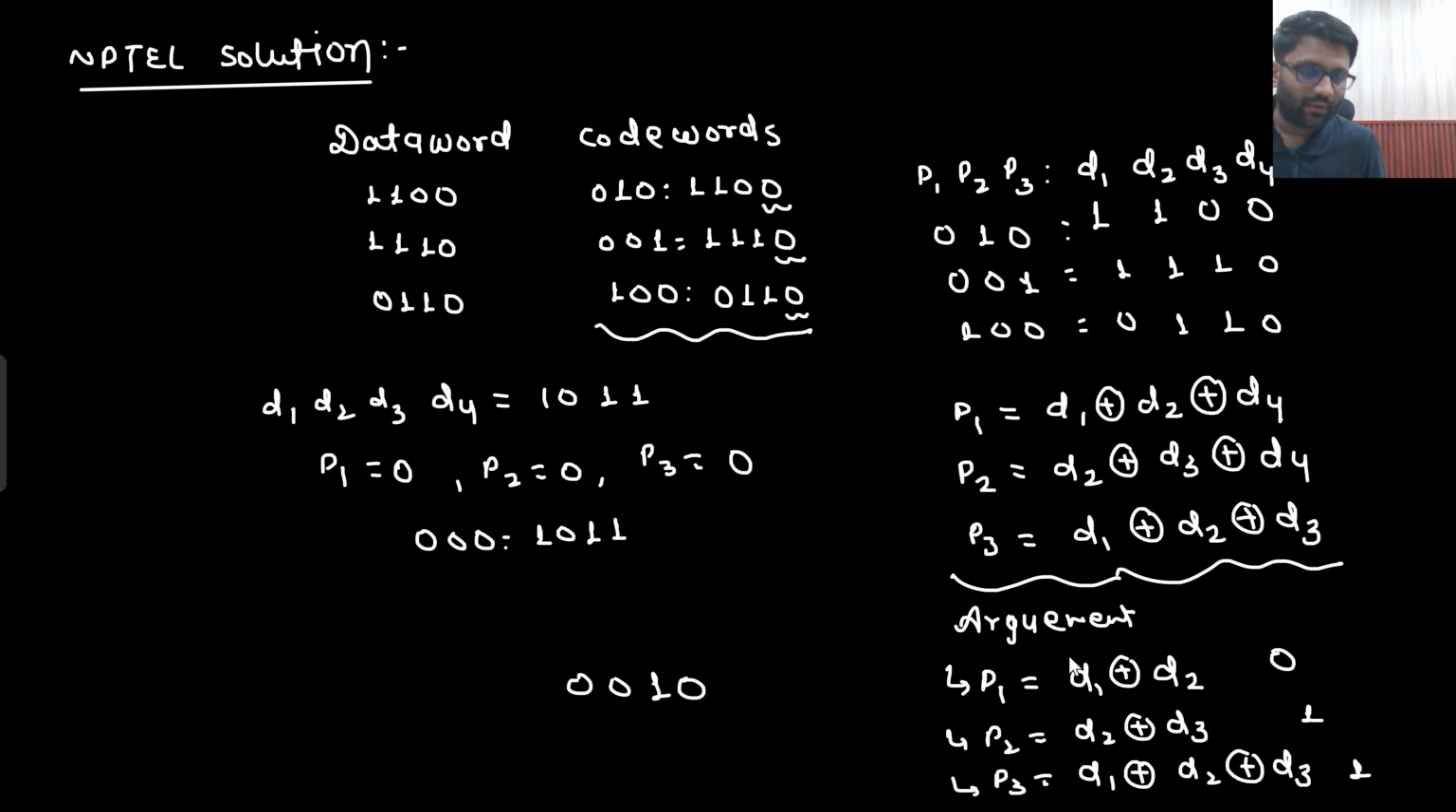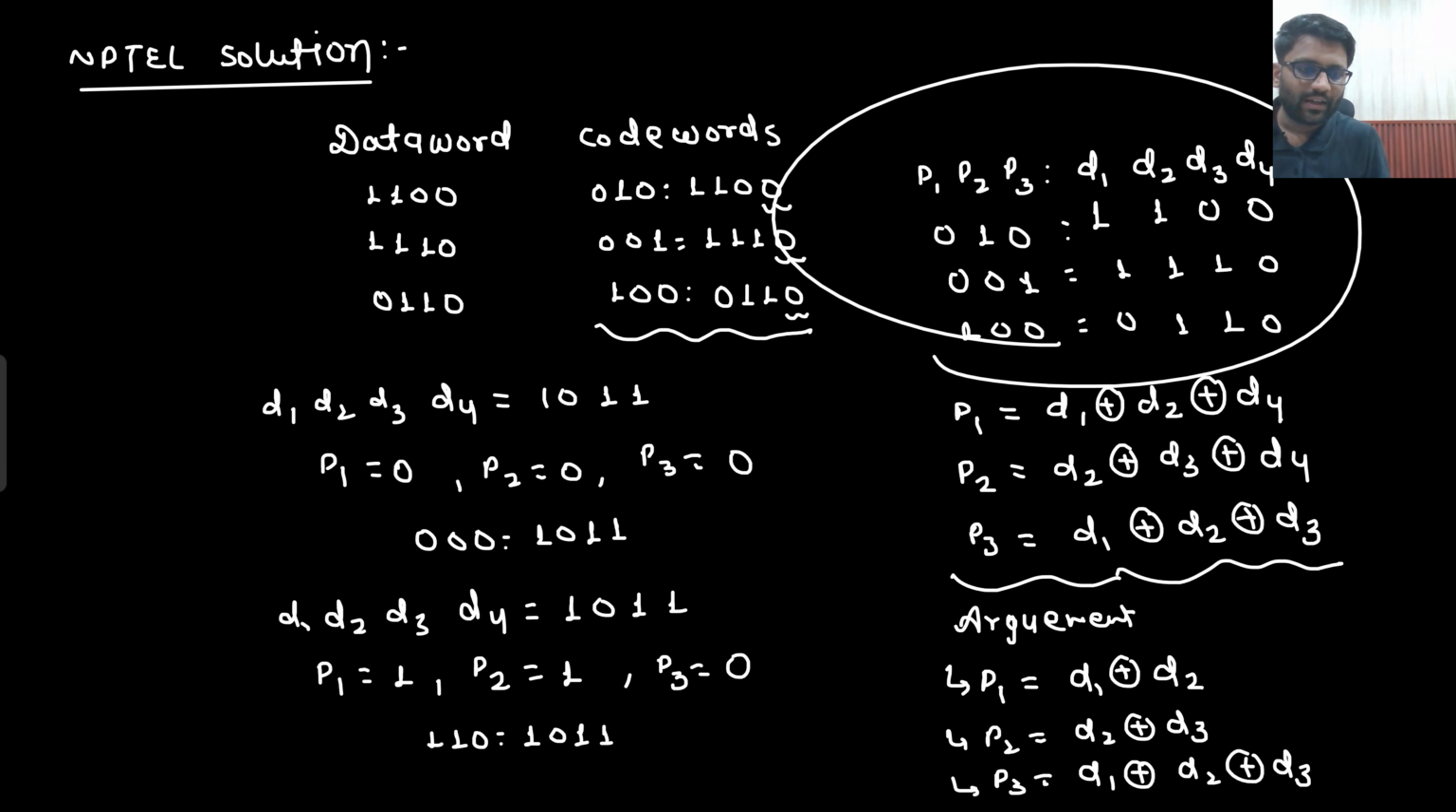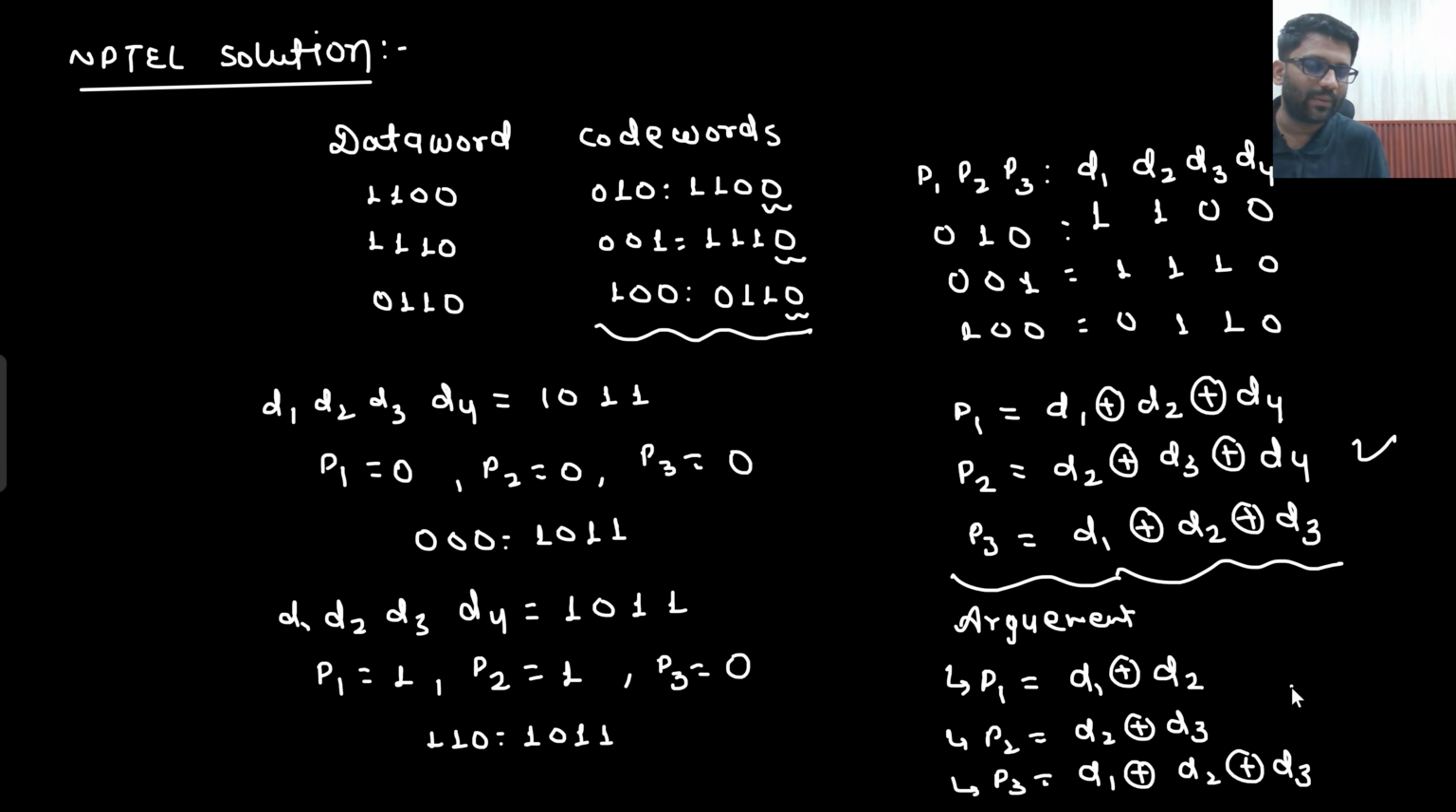Then what I could have done is take P1, P2, P3 in this manner, and let's check what answer we get. If my data word D1, D2, D3, D4 is 1011, then what would be my P1? P1 would be D1 XOR D2, that would be 1. P2 would be D2 XOR D3, that would be 1. And P3 will be 1 XOR 0 XOR 1, that would be 0. That means your answer is coming out to be 1011. So using these three equations, if I write it this way, that is also fine.